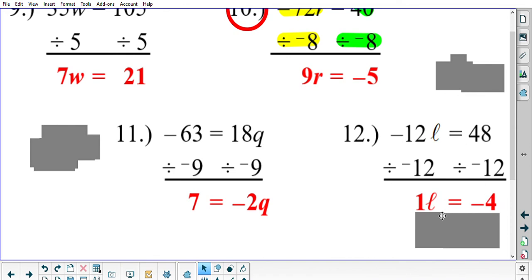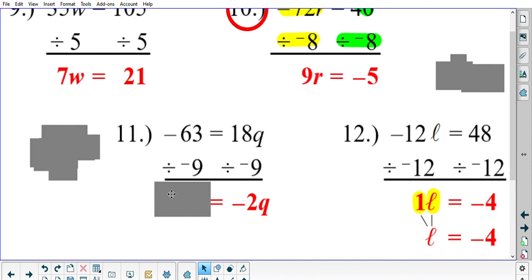Now, this is actually unique. That 1L means 1 times L. Don't we know that 1 times anything is just itself? 1 times 5 is 5. 1 times 20 is 20. 1 times 1,000 is 1,000. Well, then 1 times L is the same as just L. We can actually simplify that. The right-hand side is going to stay the way it was, negative 4. Bring it down. And so we just accidentally, on number 12, found the value of the variable L.